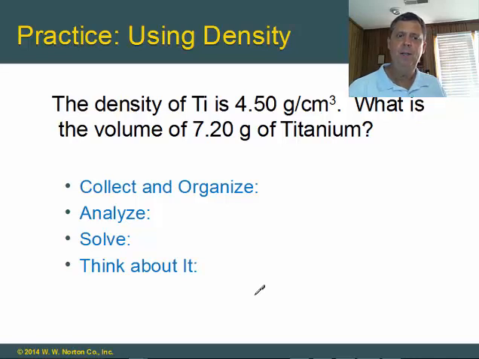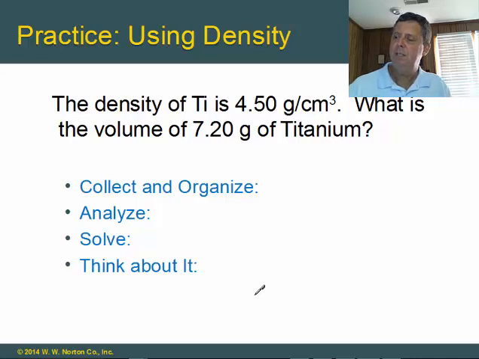So let's look at another example for density. Density of titanium is 4.5 grams per cubic centimeter. What's the volume of 7.2 grams of titanium? This is a good sample problem for you to work out yourselves. I suggest you pause, work it out yourself, try to get the answer. Then come back here.